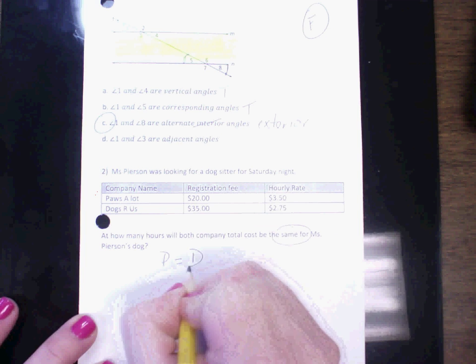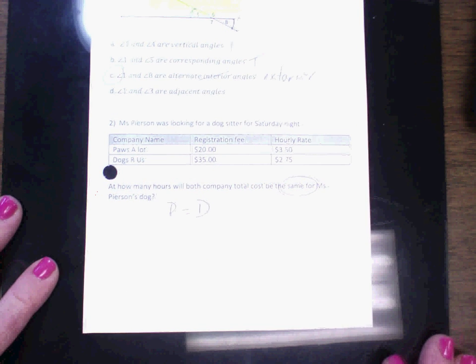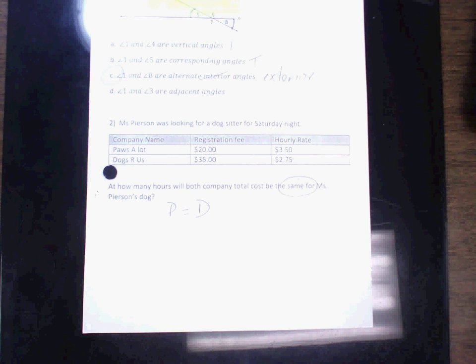All right, Miss Pearson was looking for a dog sitter for Saturday night. We have two companies, Paws a Lot and Dogs R Us. At how many hours will both companies' total cost be the same? All right, so which means Paws a Lot needs to be equal to Dogs R Us. Yay?